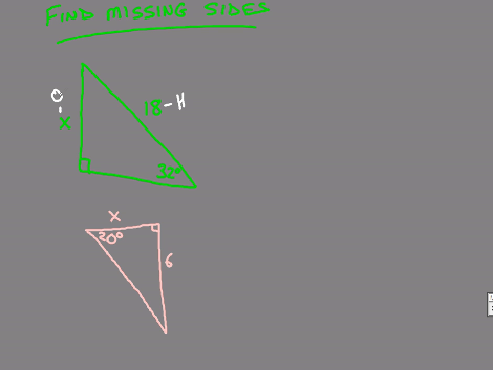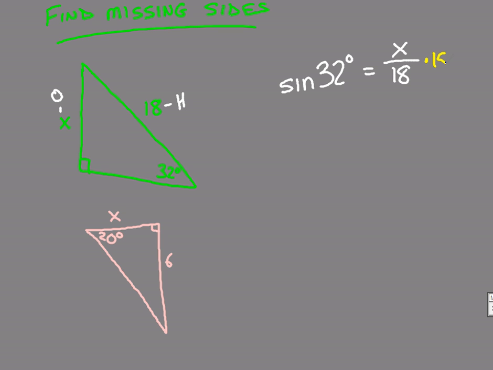So with O and H, the trig function that deals with O and H is sine. So that means I need to be taking sine of something. Sine always has to be taken of an angle. Sine of what? Sine of 32 degrees equals my opposite, which I don't know, over the hypotenuse. I just need to now solve for my unknown, solve for x.